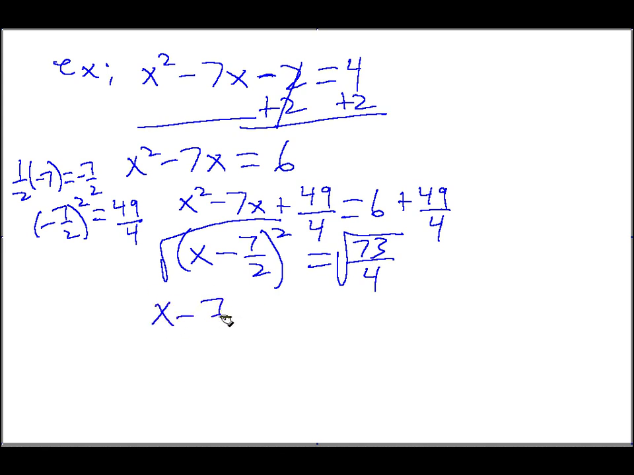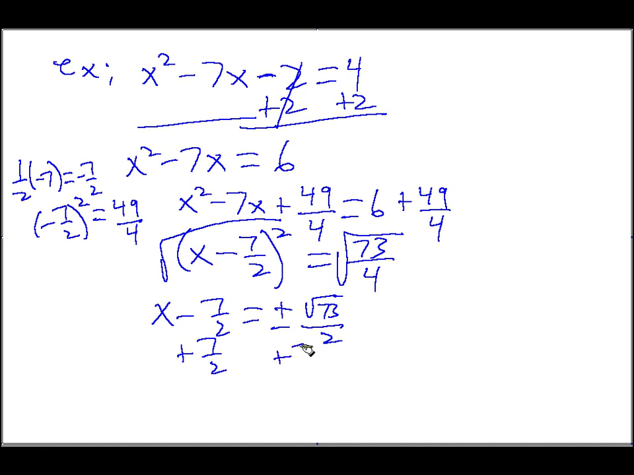So I'm going to get x minus 7 halves equal to plus or minus, once again, how do I take the square root of a fraction? You square root the numerator and denominator separately. So I'm going to get square root of 73 on top, which I cannot simplify because nothing will come out, that's already a prime number. Over, what's the square root of 4? 2.